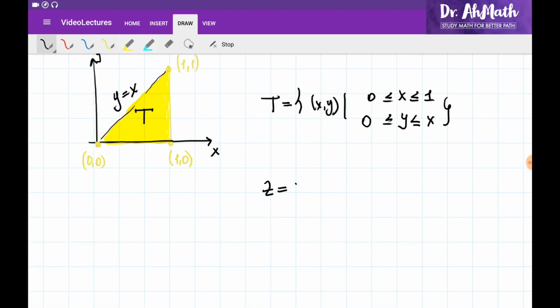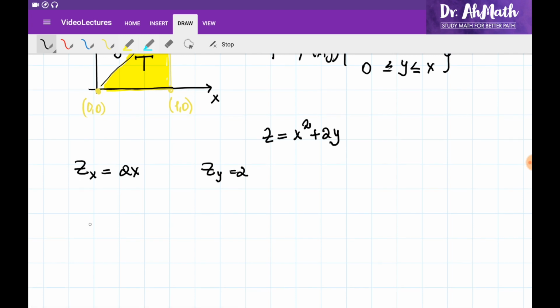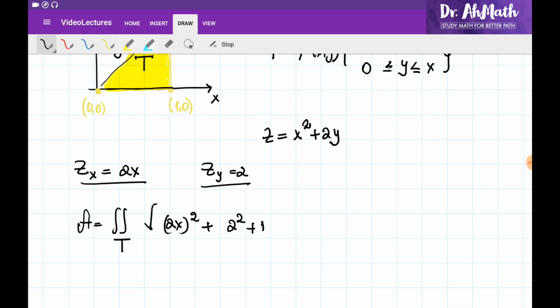The surface is given by the equation z equals x squared plus xy. We need to find the partial derivative of z with respect to x, it would be 2x plus y. Then we need to find the partial derivative of z with respect to y, which is x. Then we need to substitute everything into the formula. So the surface area is the double integration over this region T of the square root of the partial derivative of z with respect to x in the square, plus the partial derivative of z with respect to y in the square, plus 1, integrated with respect to dA.